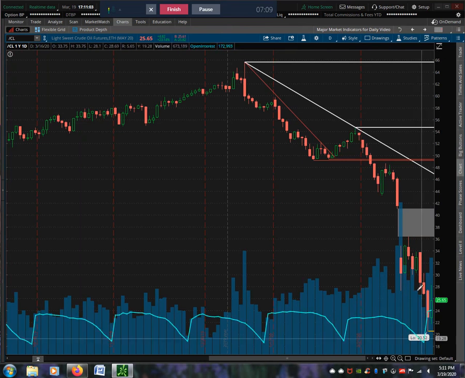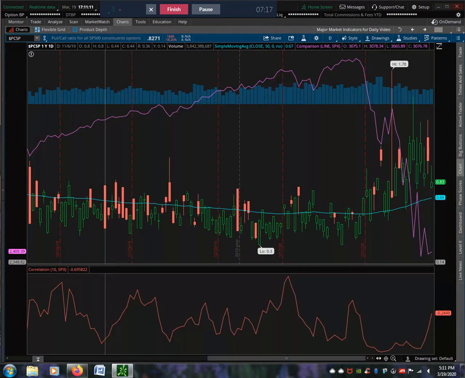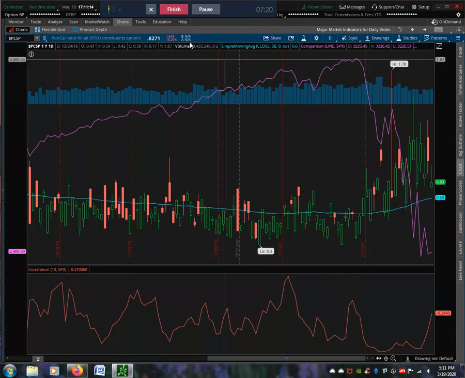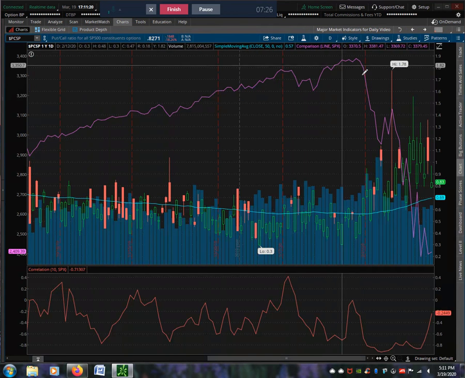Seeing a reduction in the put-to-call ratio for all S&P 500 constituents options. So potentially a sign we're trying to do a little bit of a bottom, lower highs here. So not quite sure what that's going to look like, but we're certainly watching it.